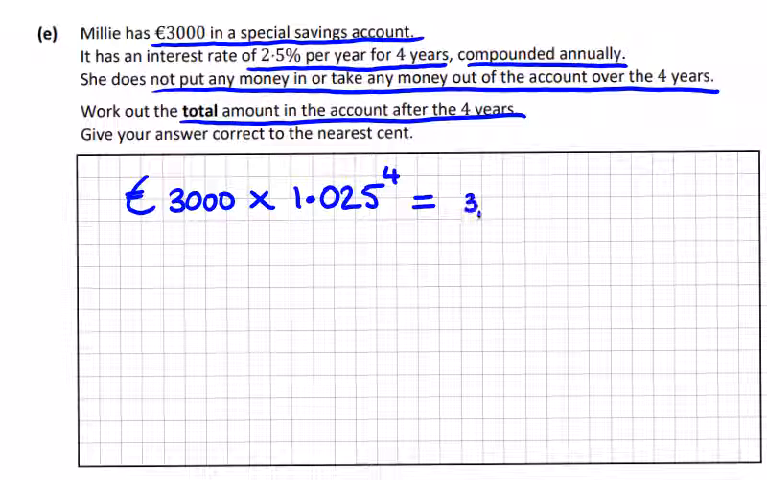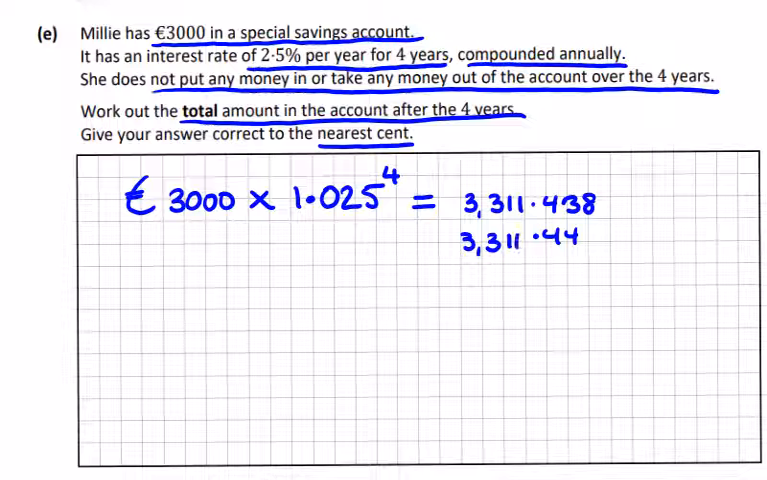You will get 3,311, so just over 311 in interest over the 4 years, 0.438, and we're asked to correct to the nearest cent, so 0.44, so 3,311.44.